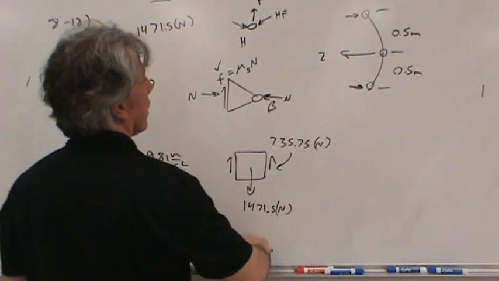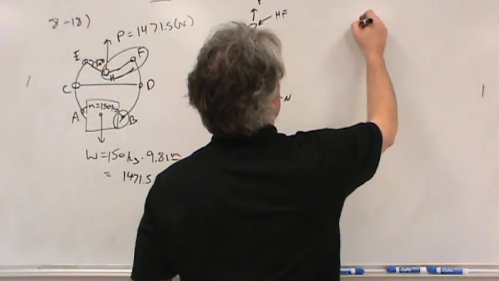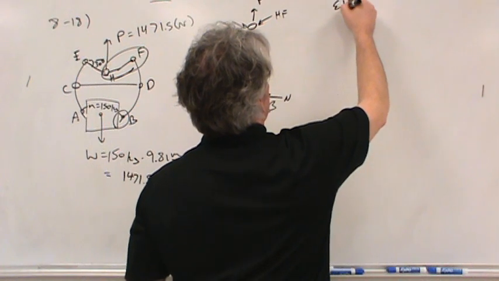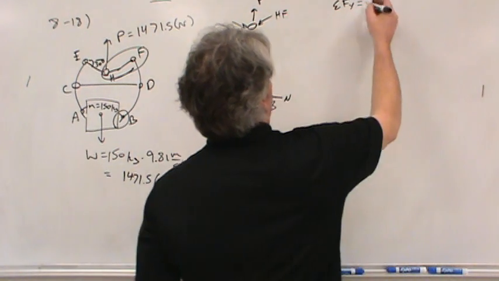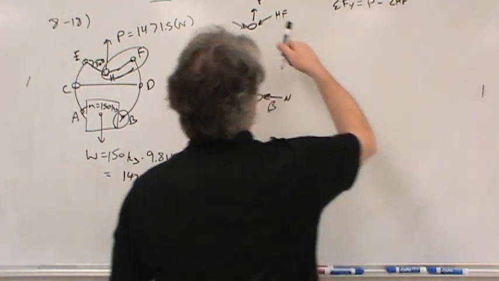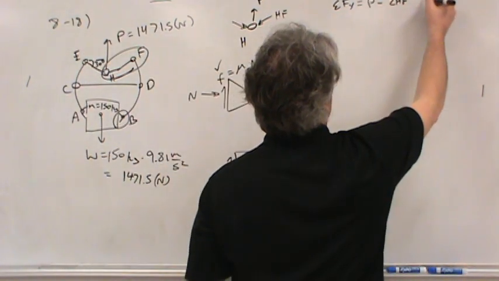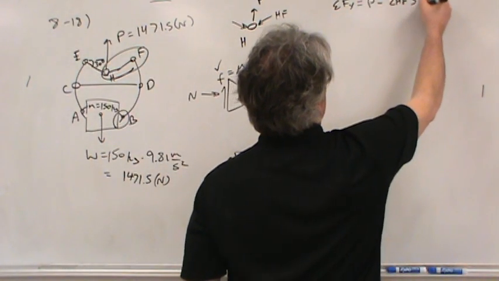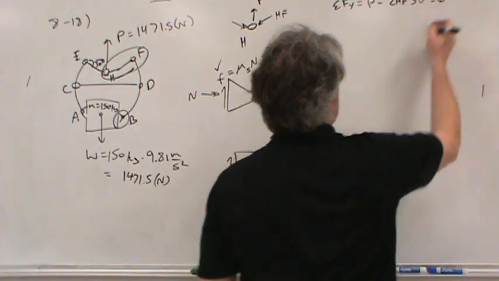So let me, I guess I'll erase this for the time being. So summing forces in the Y direction, I'd have P minus 2HF, but I want only the vertical component, so would that be the sine or cosine side? It's the sine side of the angle theta. And the sum comes to 0.